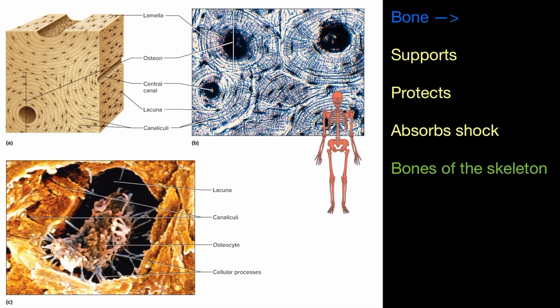Now, here is another image. You can see the lacuna, or the little space that the bone cell is inside of. The canaliculi are these cellular extensions. You can see a lot of them here like that, which allow the bone cell to communicate with other bone cells. And then the little thing in the middle is the osteocyte, or the bone cell itself. Now, I think that picture looks beautiful right there.